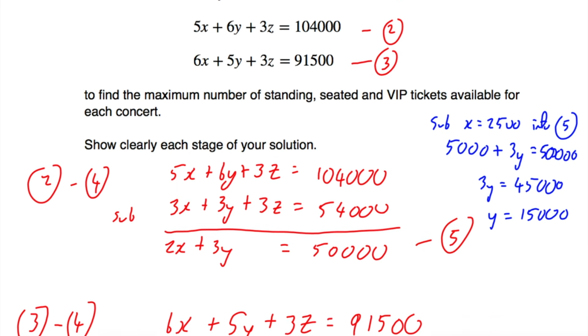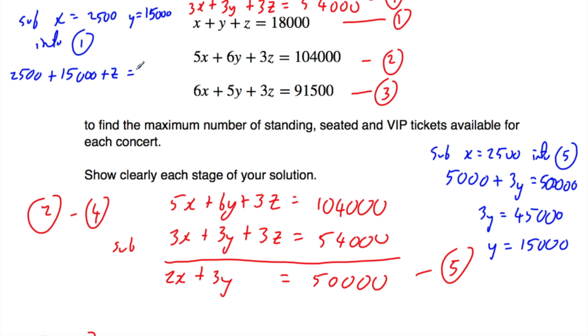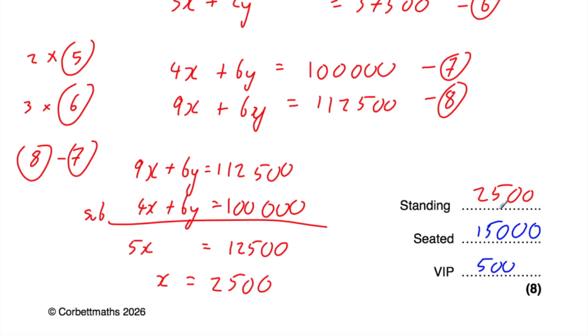Now let's find z, the VIP tickets. Now I'm going to go back up to equation 1. So we're going to sub x equals 2,500 and y equals 15,000 into 1. If we add them together, we get 2,500 plus 15,000 plus z equals 18,000. And then if we work that out, z is equal to 500. So let's write that down, 500. And that's it. We can check that by substituting those back into equation 2 or equation 3, and you'll find that it works.